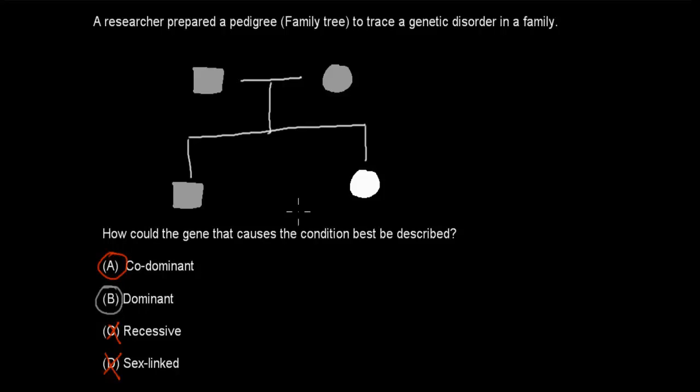And B is correct because it's dominant. So these have the dominant one. And then we have something which crept in, which wasn't in the parents because it was recessive. So the actual disorder is dominant, but she doesn't have it because she got the recessive genes from both the parents. They were heterozygous.